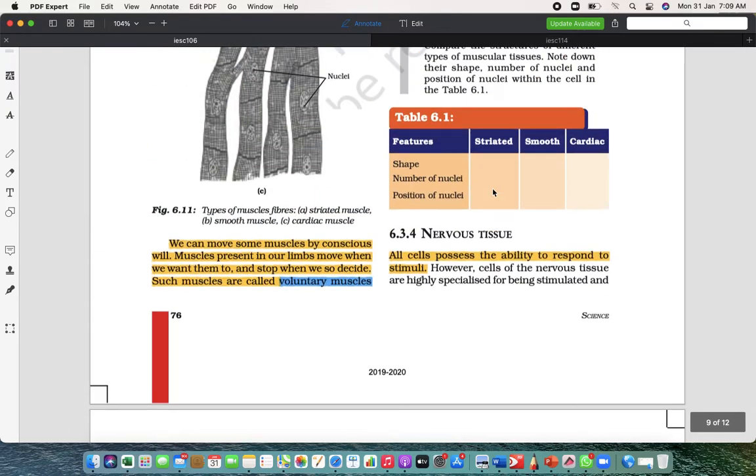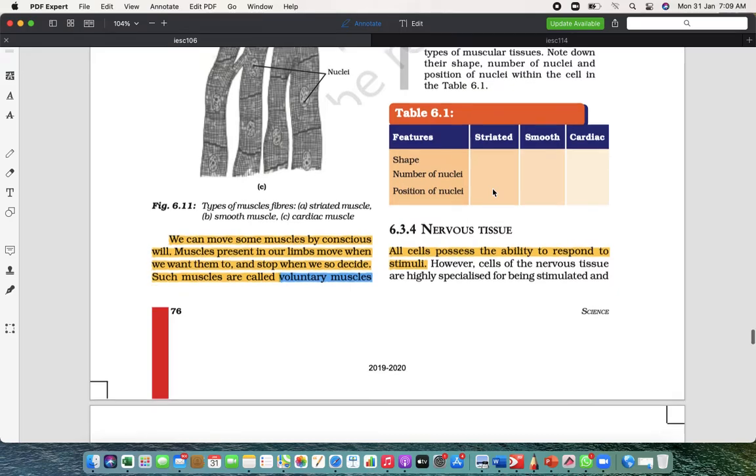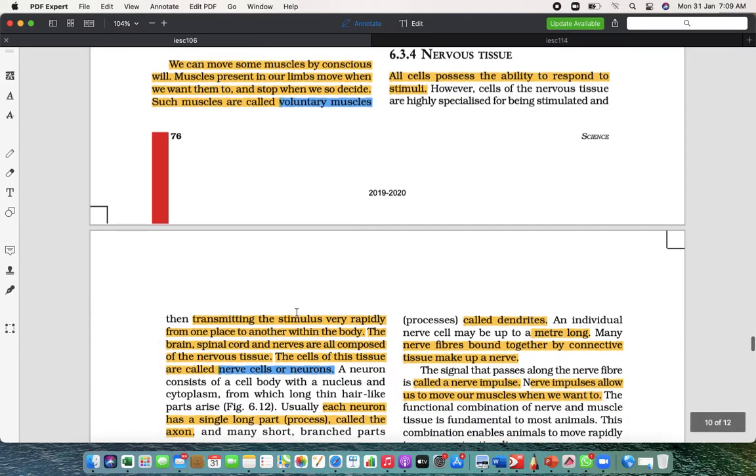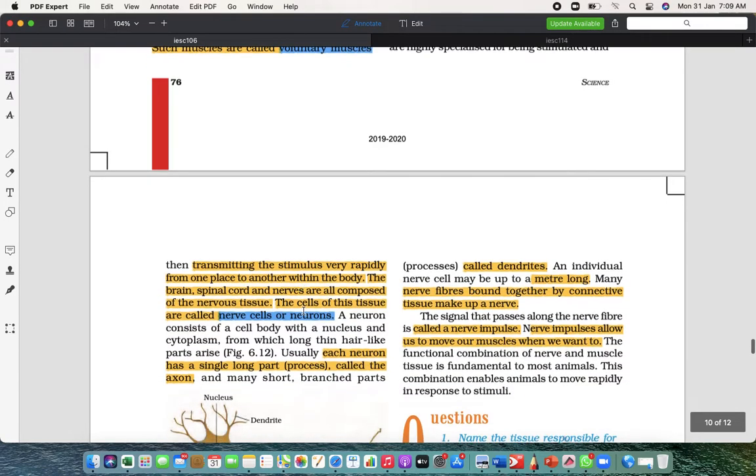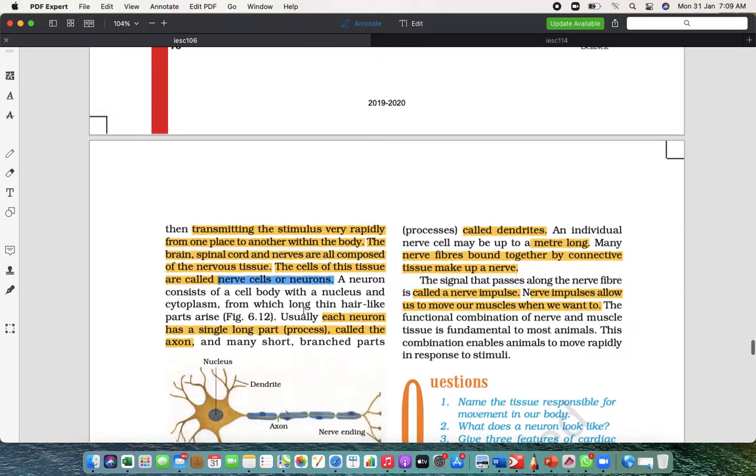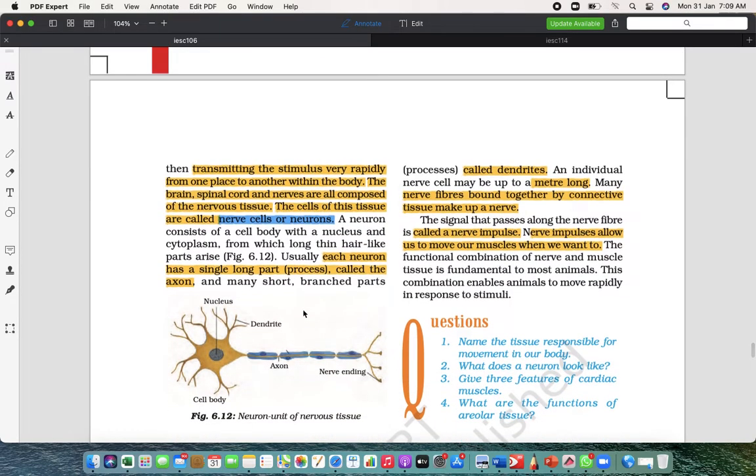This gives the ability to respond to a stimulus. You react when a fire comes. You move your hand and all. So all this transmission from one place to another happens with nerve cells, which we call neurons, a very important topic of this chapter. Understand, we can ask you the diagram of the neuron. So please remember the diagram of the neuron also, right?